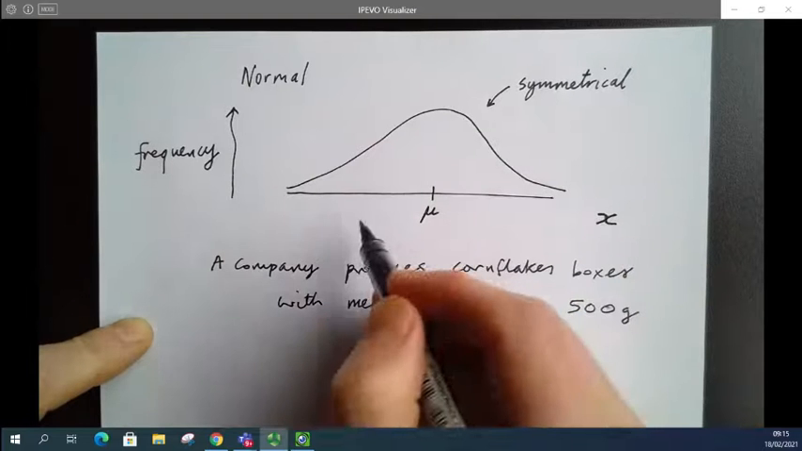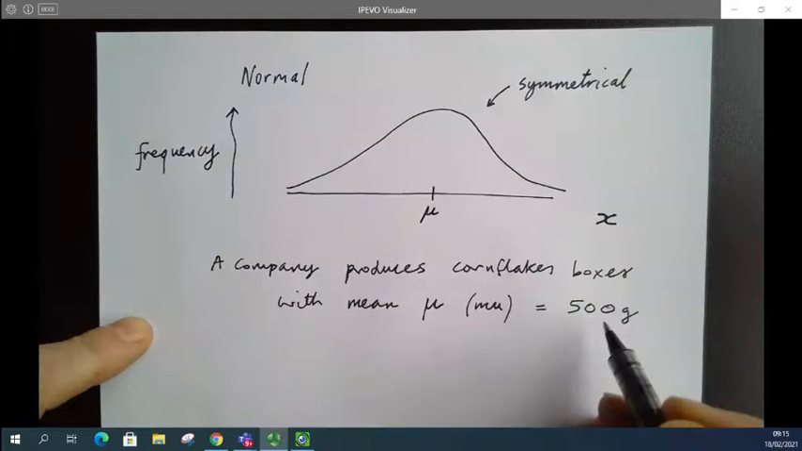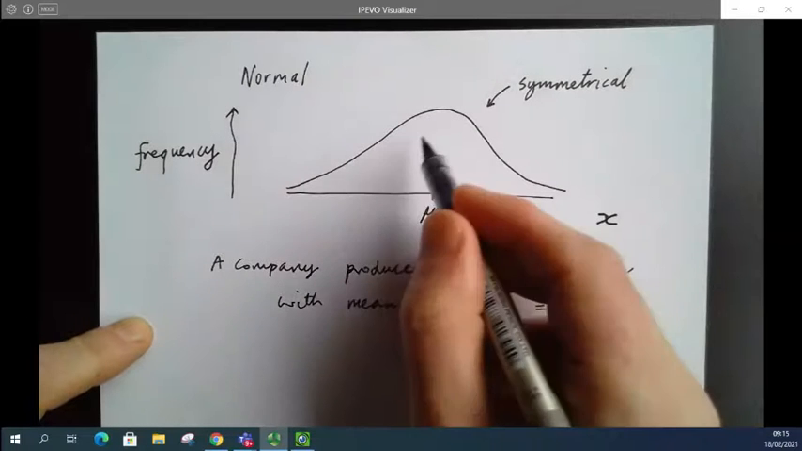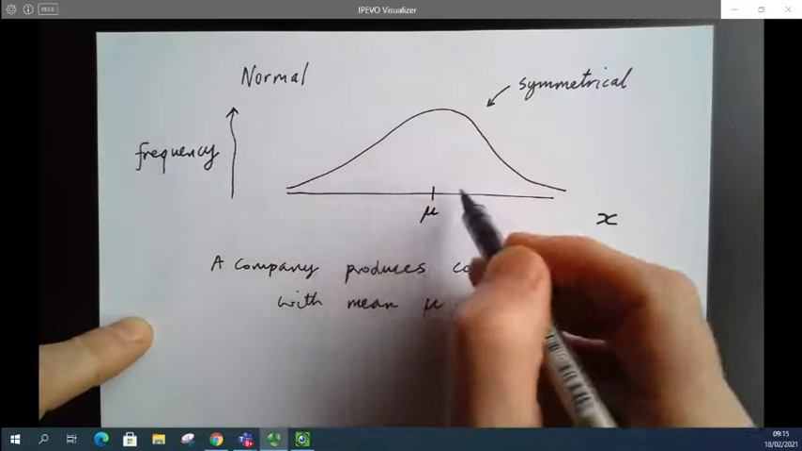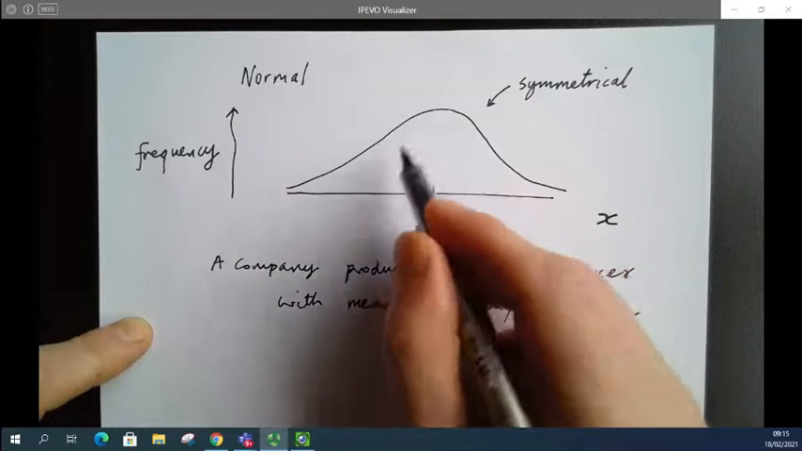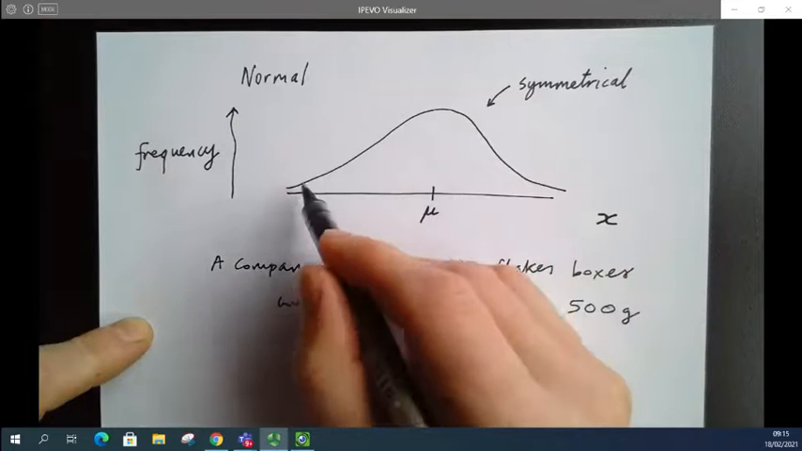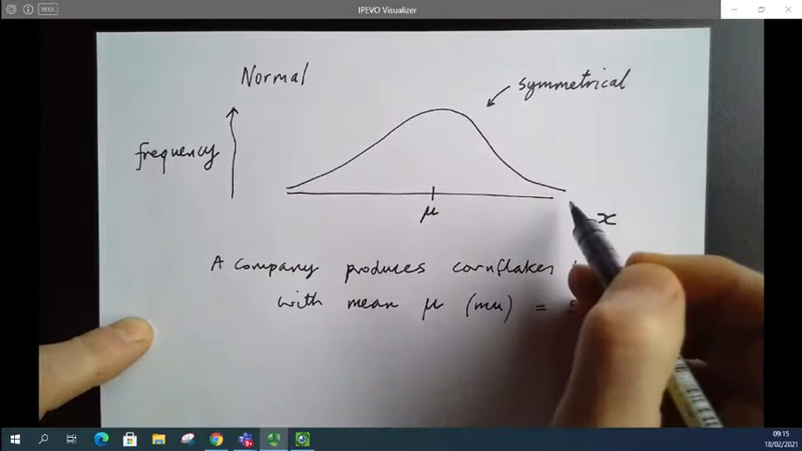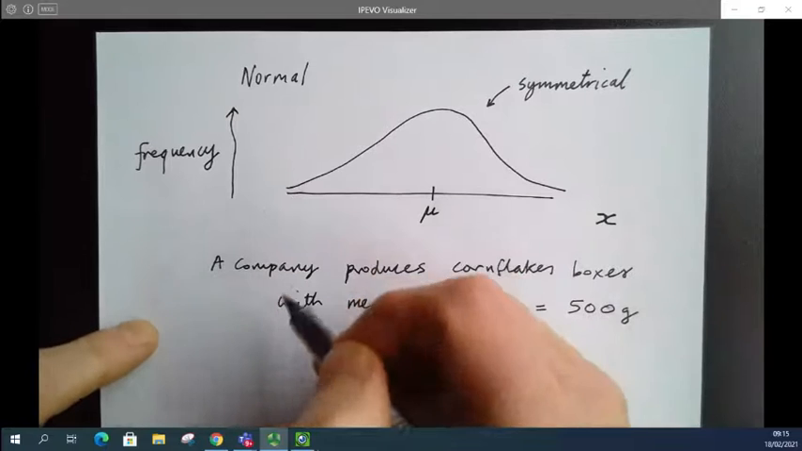Now this doesn't just happen in a manufacturing environment, it happens in the natural world. If you took the heights of people or the weights of people or the length of fish or something, most of them would be around the mean, and then a few of them, smaller numbers, would be too big and too small, that kind of thing.